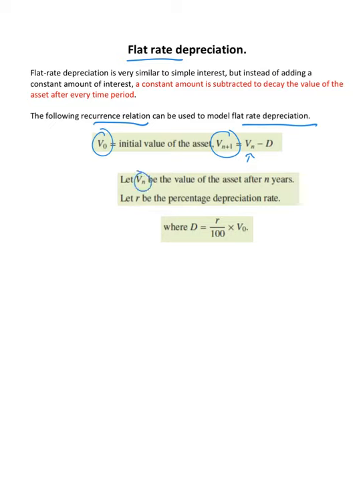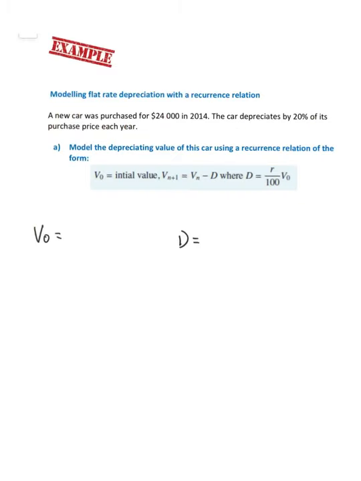Vn will be the value of the asset after a certain number of years, and R will be the percentage of the depreciation rate, using the same formula that we used for simple interest, except now we're subtracting that. So let's have a look at this example: modeling a flat rate depreciation with a recurrence relation. Here's the example.